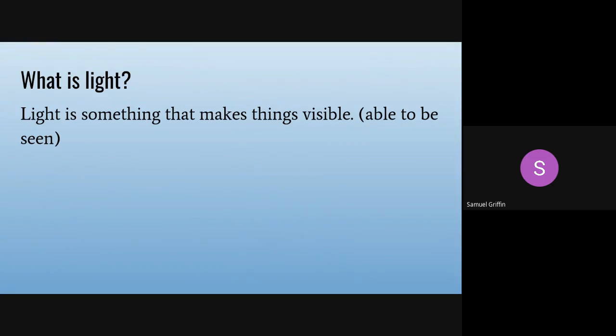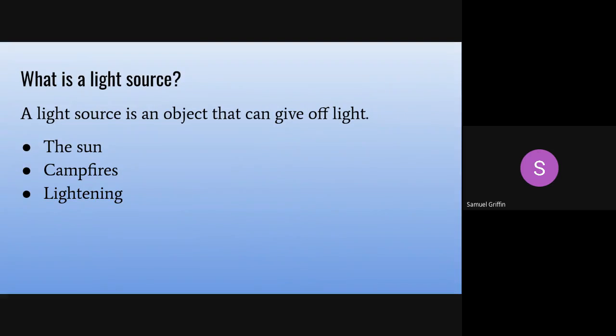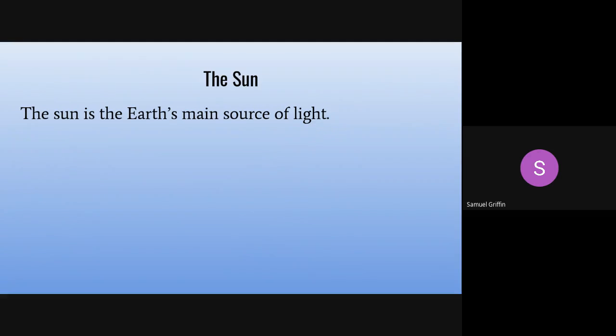Now, what is light? Light is something that makes things visible, or able to be seen. We need light sources. A light source is an object that can give off light, like the sun or campfires or lightning during a rain thunderstorm.